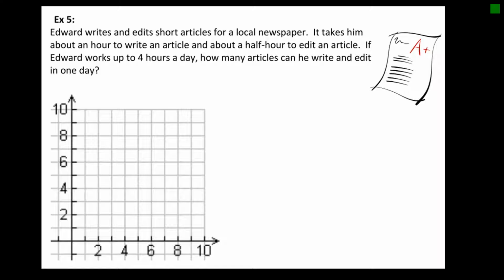So what we're going to do is we're going to write an inequality and then we're going to graph it. So Edward writes and edits short articles for a local newspaper. It takes him about an hour to write an article and about a half hour to edit the article. If Edward works up to 4 hours per day, how many articles can he write and edit in a day?